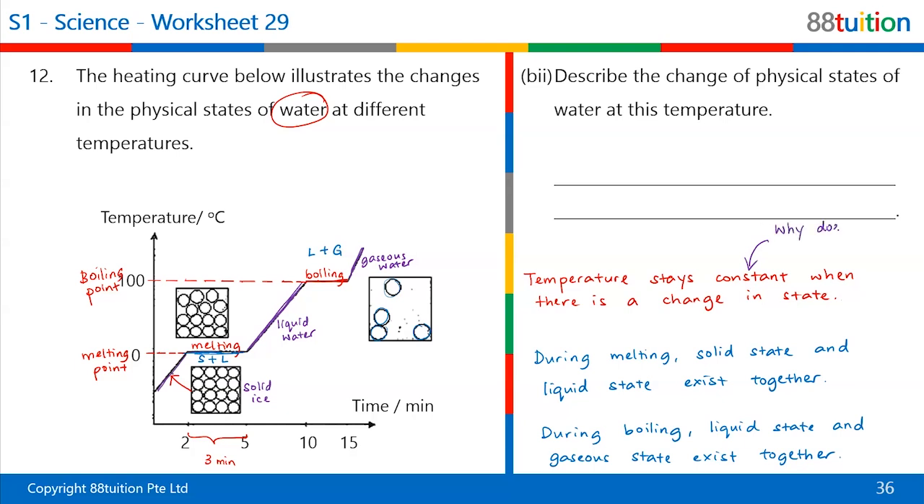Okay, why does temperature stay constant during a change of state? So this is something that we need to start exploring, and gradually we will. So temperature stays constant during a change of state, meaning either melting or boiling. Either melting or boiling, you must be able to explain.